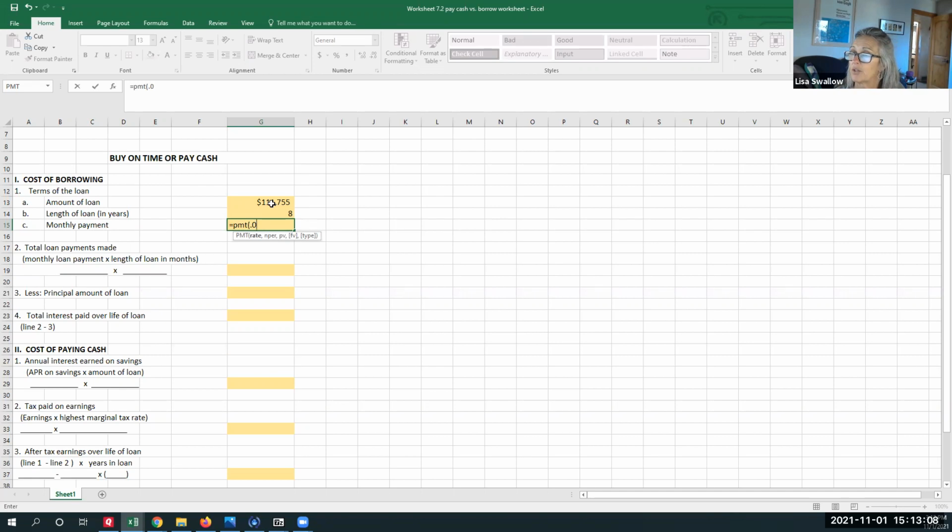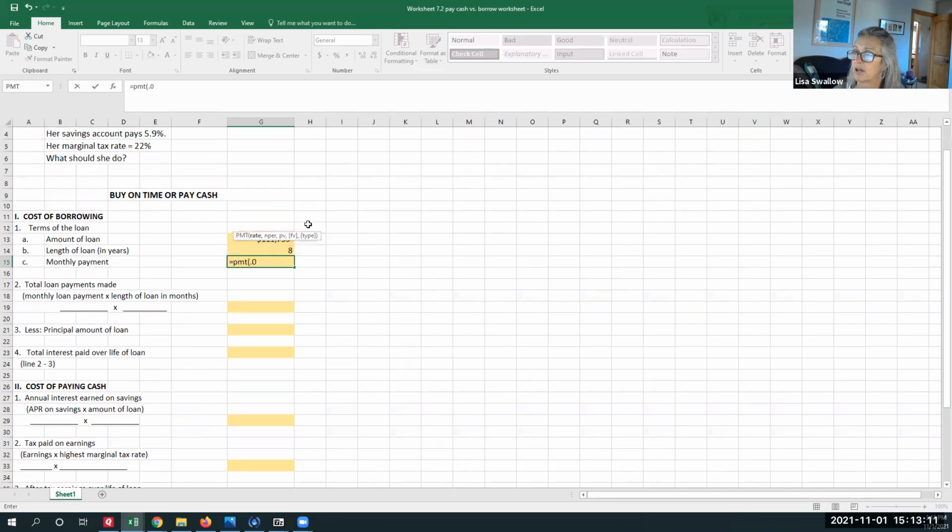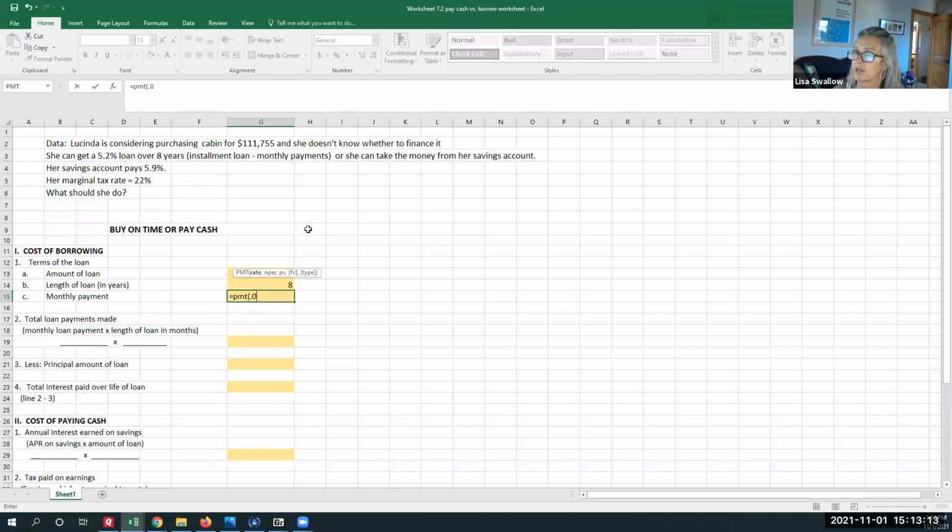Okay, so if you're meeting me back here, the loan is at 5.2%. She's paying monthly. So of course you have to divide the APR by 12. The time period is 8 years times 12 months a year. So that's 96 payments I'm going to be making. And the principal is 111,755. So those are my monthly payments.